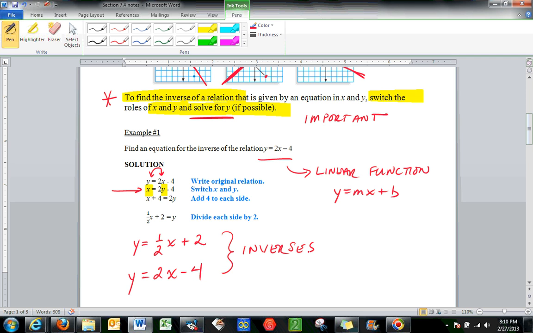So remember, this is probably the most important. I'm going to double star it because that is an extremely important concept. Switch the x's and y's, solve back for the y.